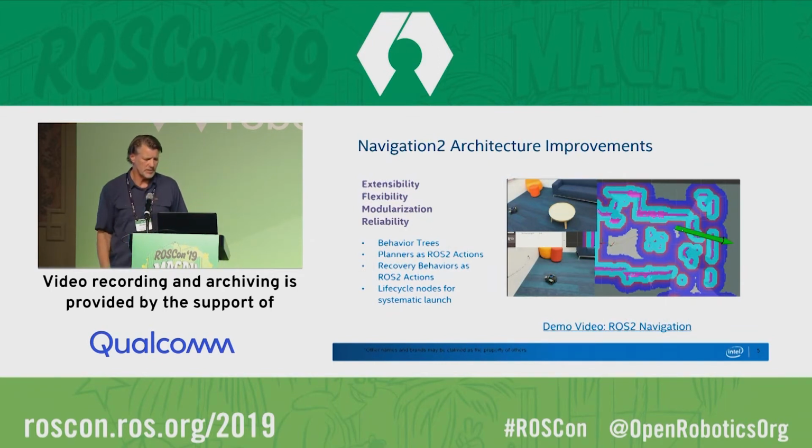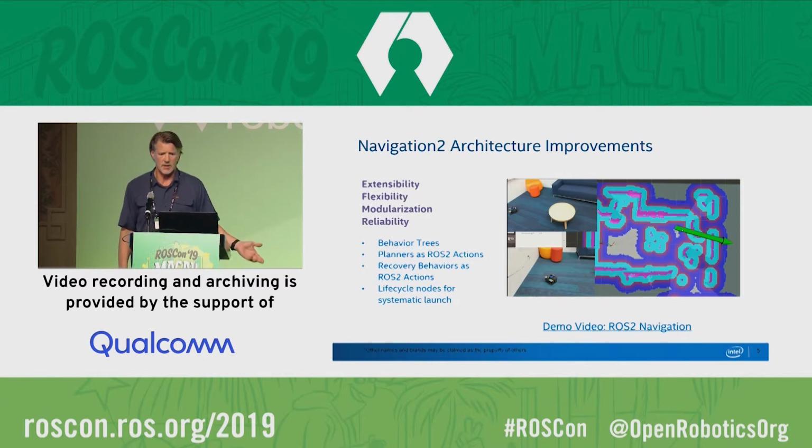Some of the things that we did to add extensibility, flexibility, modularization, and reliability: we removed move base and replaced it with behavior trees, which I'll talk a lot about in a few slides. We changed the way that planners are integrated with what was move base, with the behavior tree now, by putting in ROS2 actions as interfaces to those, and we've done the same thing with recovery behaviors now. And then for reliability and stability, we moved all the nodes to ROS2 lifecycle nodes, which I'll also talk about.